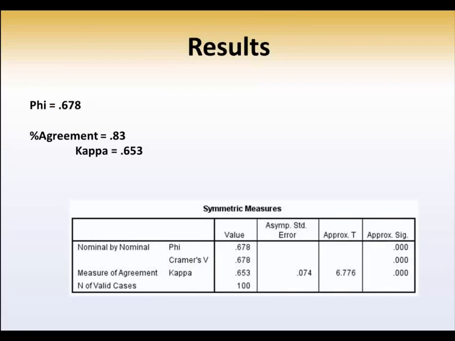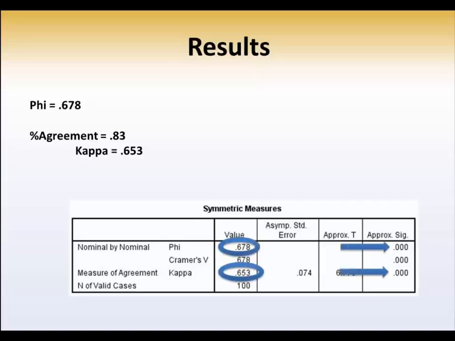So here are our results. The phi coefficient is 0.678. That's the equivalent of the Pearson product moment correlation. Our percent agreement we've already seen is 0.83, and the kappa coefficient, after removing the chance agreements, is 0.653. So notice that kappa adjusts the percent agreement downward due to the chance agreements.